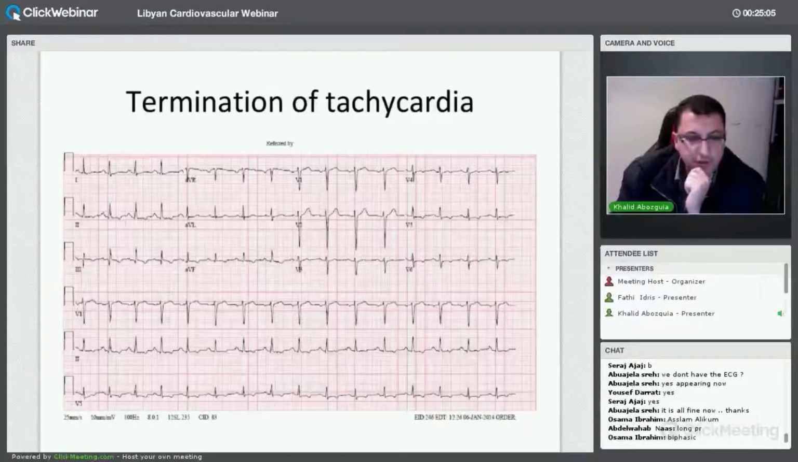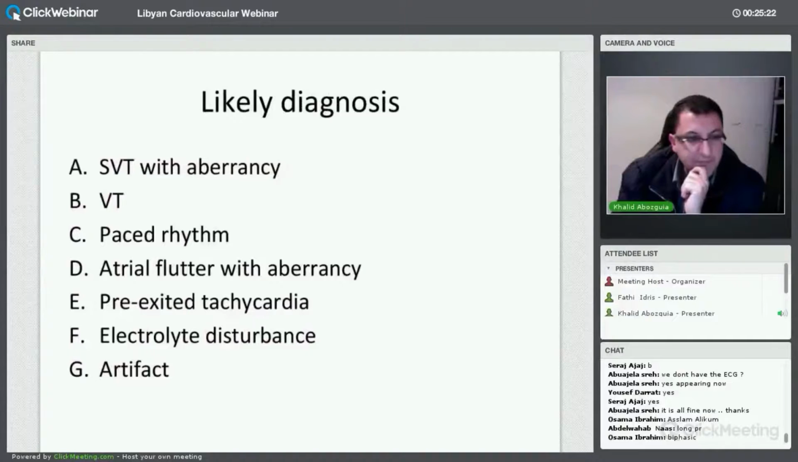Okay, I always show you the resting ECG so you can have a look at it. This is toward the end, when the patient terminated into a sinus rhythm. I'm going to show you the options I have for you.